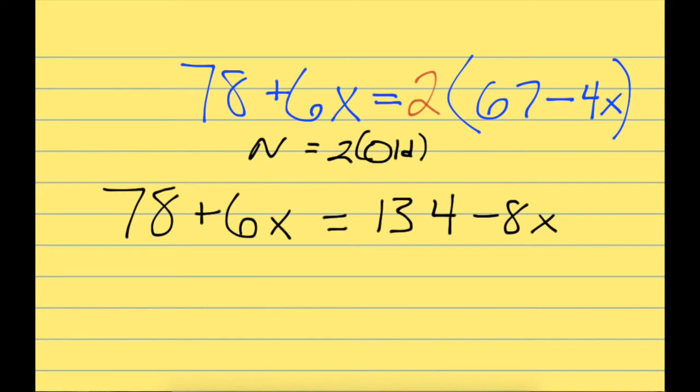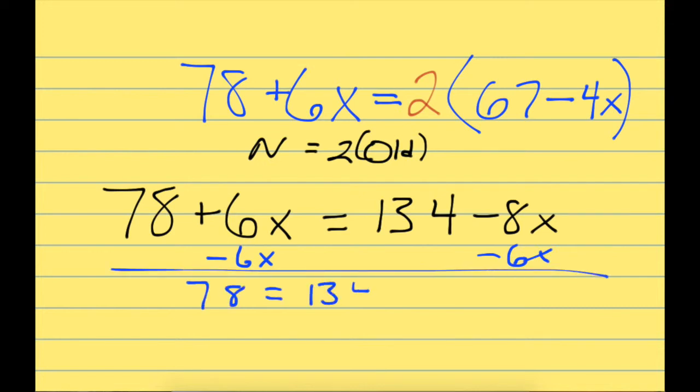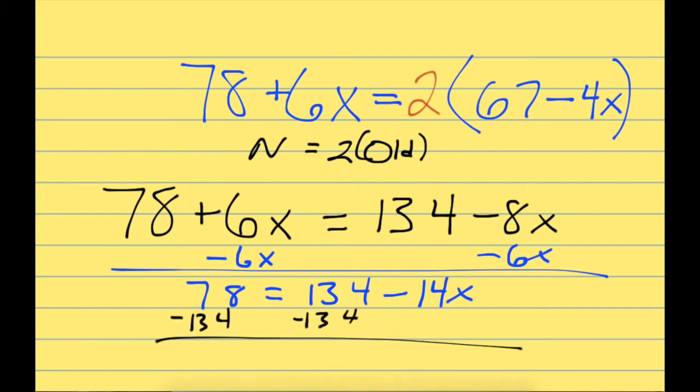Now just to show you that it doesn't actually matter, I'm going to move the 6x. Since it's positive 6x, I subtract, leaving me with 78 equals 134 minus 14x. Now, to get that x by itself, I need to move the 134. So I subtract that from both sides because it's positive 134.